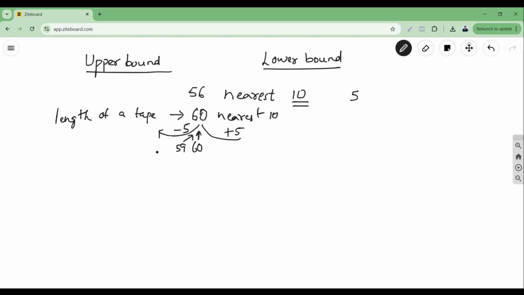If you see here, until 55, even 55 rounded off will give me 60. And 64, 64 also, if I round off, I'll get 60. So the lowest thing will be 55. So this is called a lower bound. And beyond 65, if I round off 65, I'll get 70, isn't it? So this is called the maximum. That's called an upper bound.